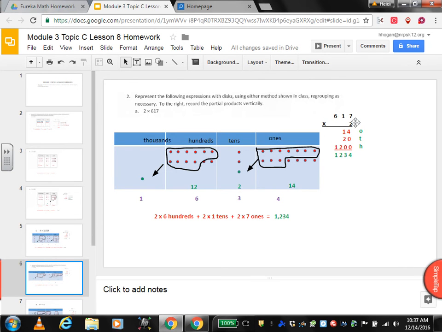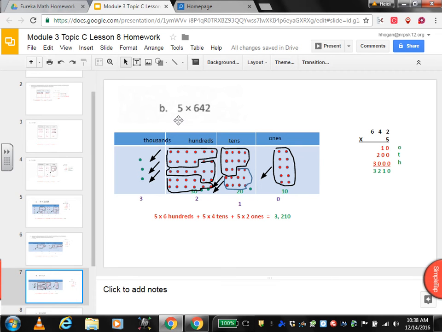So now we do our partial products. 2 times 7 is 14. 2 times 10 is 20. 2 times 600 is 1,200. So our answer is 1,234.